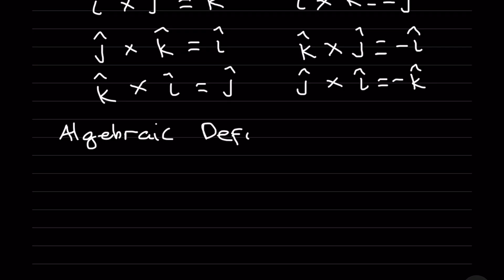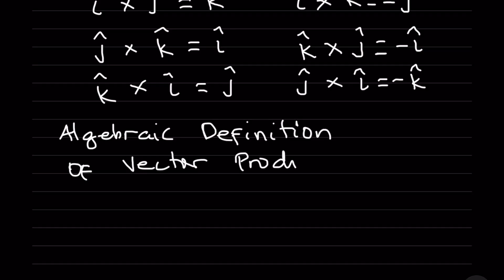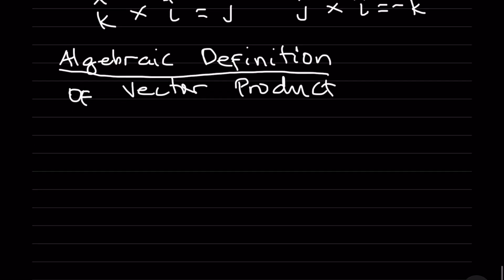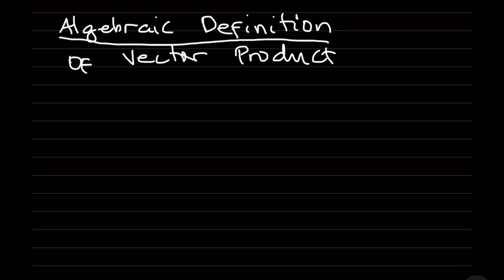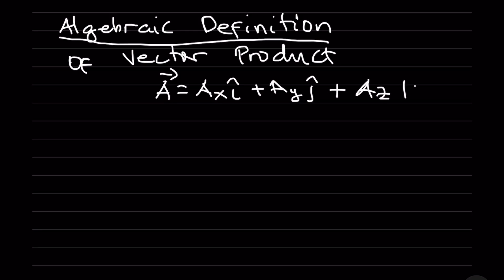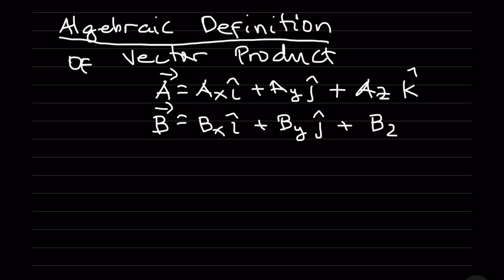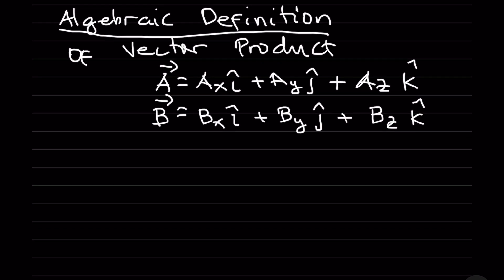So again, the geometric definition of the magnitude of the vector product is that it is equal to the area of a parallelogram. What about the algebraic definition of the vector product? So we again write two vectors, A and B, in terms of their components. Let us get the cross product of vectors A and B.